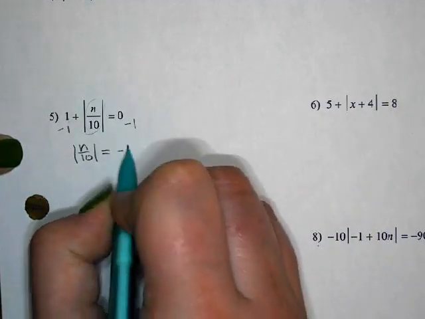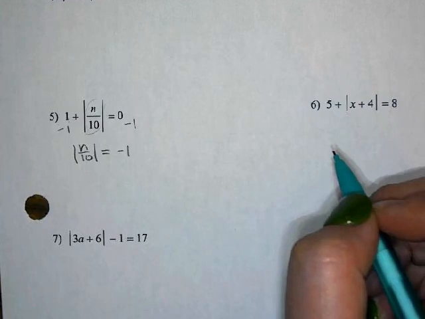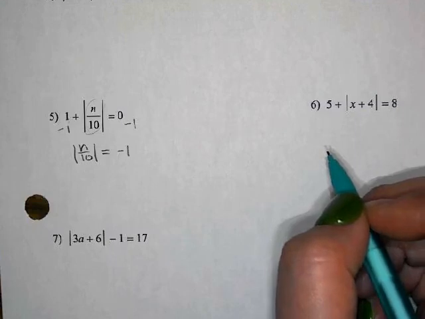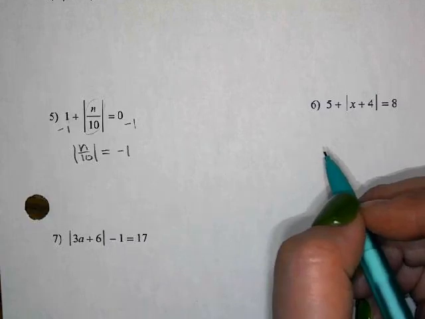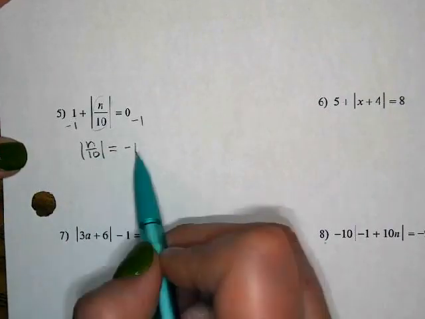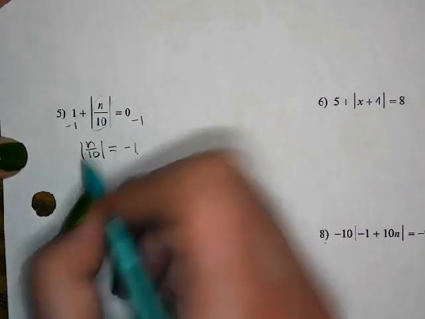Now, what happens when absolute value stuff equals a negative? It's no solution because absolute value is talking about distance. This is saying a distance is a negative number and distances can't be negative, so we say no solution.